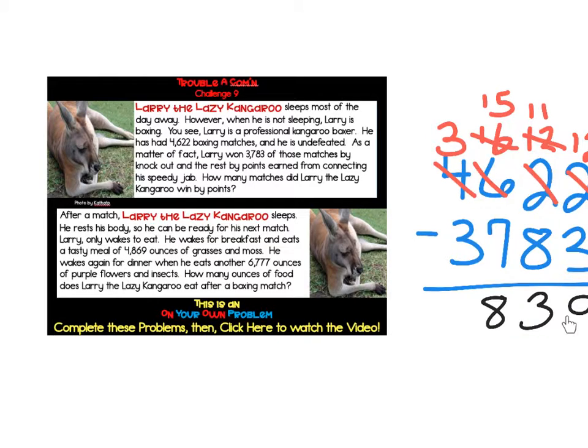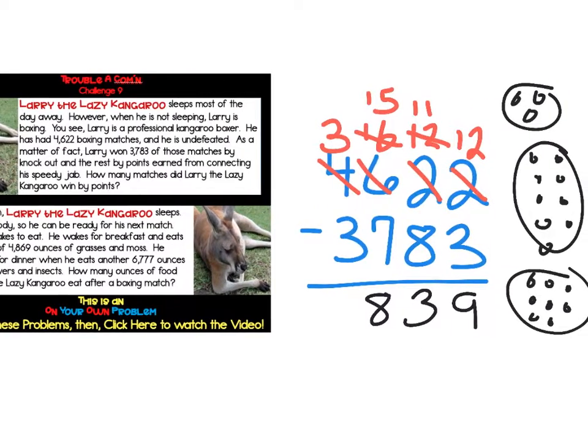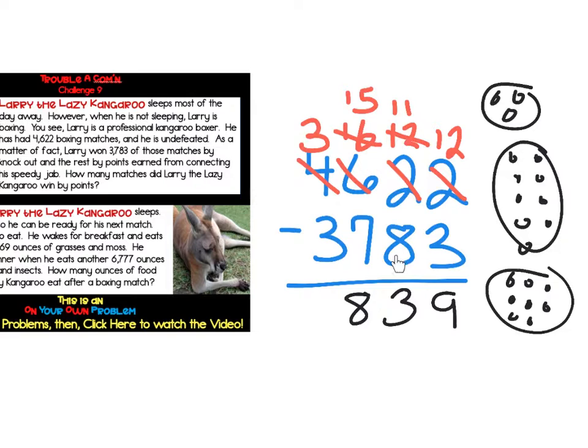So 839. Hey, if you made a mistake anywhere along the way here, no worries at all. Pause the video, fix your mistake. That is the fastest way to learn. And now, what do you think? Should we move on to this one?